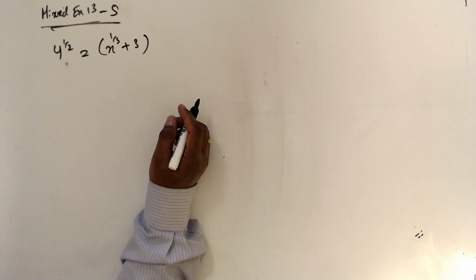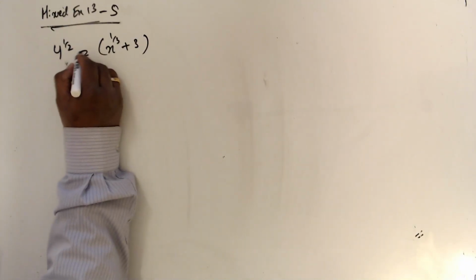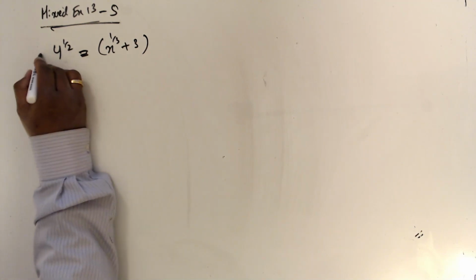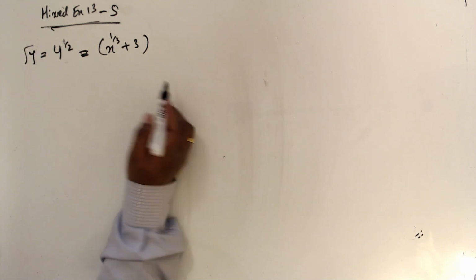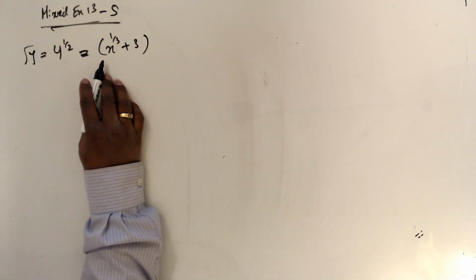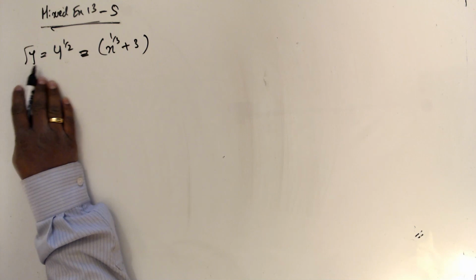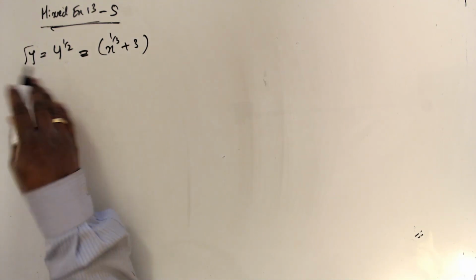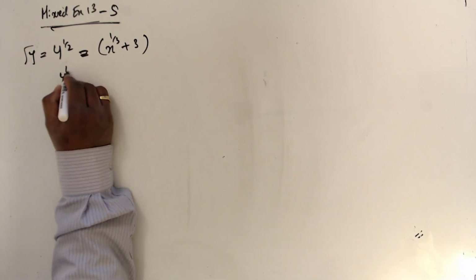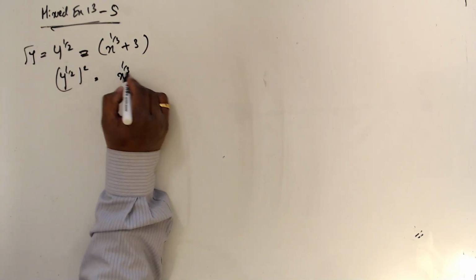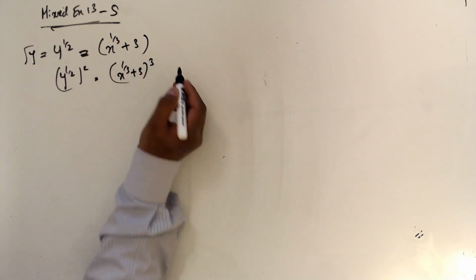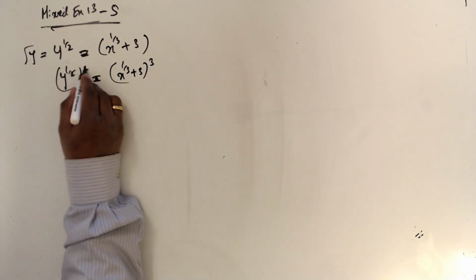Question number 6. Y half, square root y, equals this one. Then we want to find y. So we can get rid of the square root by squaring it. So y to the half squared, this cancels out. x to the 1/3 plus 3 squared, both sides are squared. So this becomes y, the 2 and the 2 cancel out.